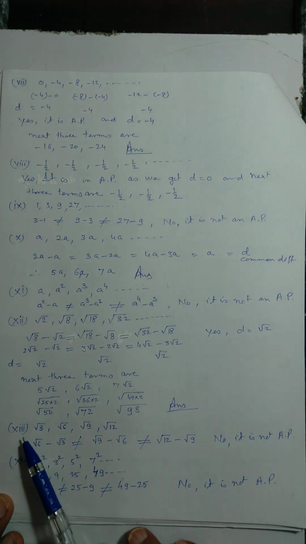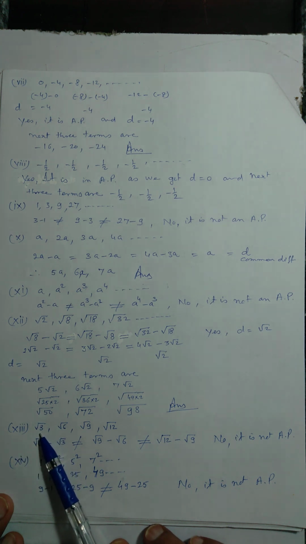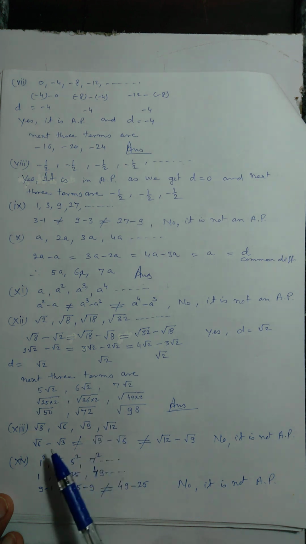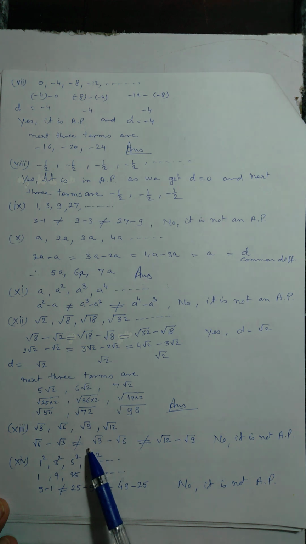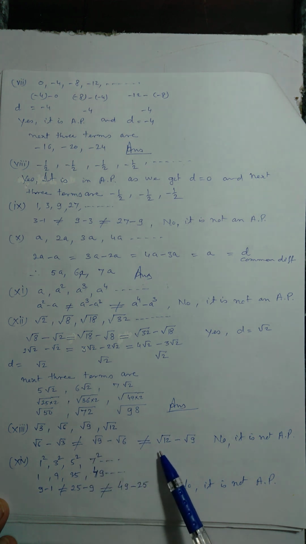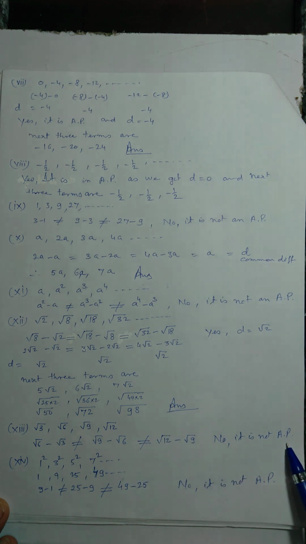Now come to the 13th part, that is root 3, root 6, root 9, root 12. Here you see, root 6 minus root 3 is not equal to root 9 minus root 6, is not equal to root 12 minus root 9. No, it is not an AP.